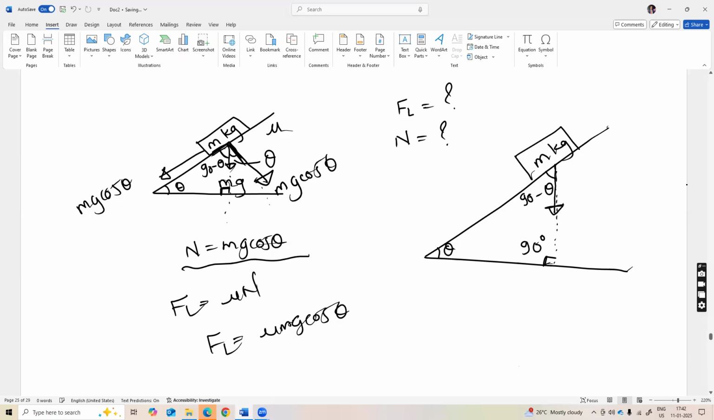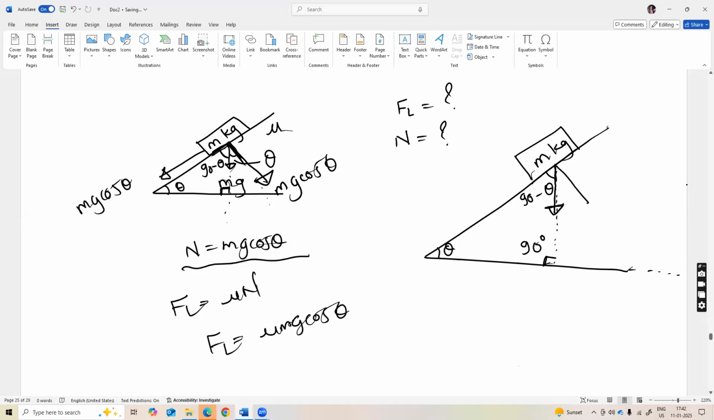So now the weight is acting vertically downward. Till now it is clear. Yes, sir. Now see, this is our surface. And normal is basically perpendicular, right? Yes, sir, perpendicular.